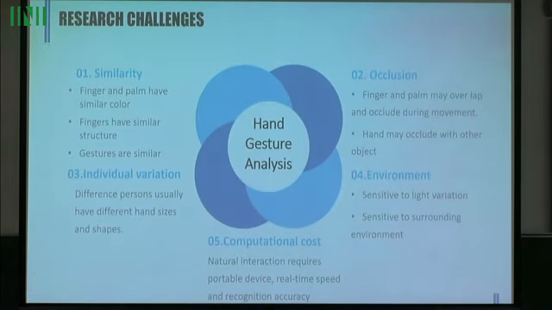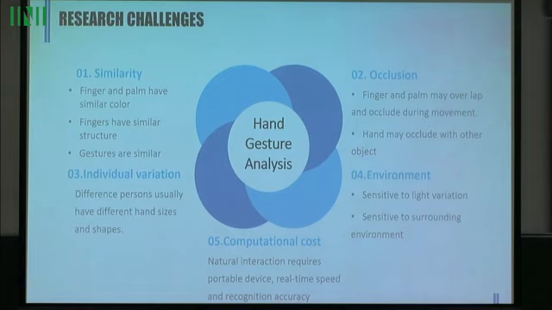Okay, here are some research challenges. I list the 5 major challenges, but actually there are more. First one is similarity. Vision-based hand gesture recognition, we base on RGB or RGBD, so we mainly based on colors. And the finger and palm and our face body, in most cases, are similar colors. And also fingers have similar structures, so they pose a lot of challenges.